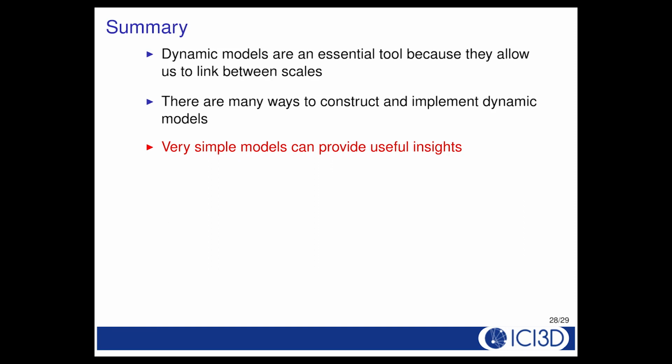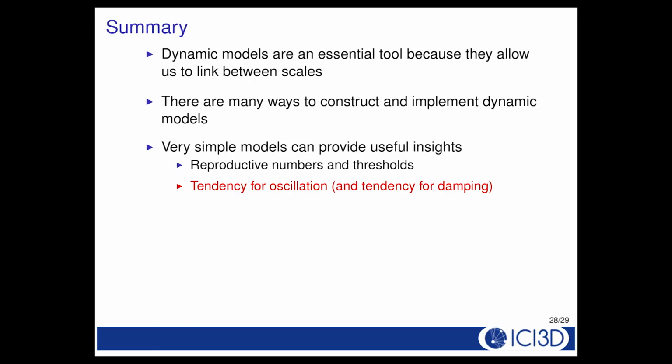Very simple models provide useful insights. For example, reproductive numbers and thresholds. So the idea that if we vaccinate 80% of the population against polio, that might be enough to make polio go away. I wanted to tell you more examples, but I'll tell you more examples of that on Thursday. Diseases have a tendency for oscillation, and in the absence of seasonal forcing, these oscillations have a tendency to be damped, to get smaller and smaller.